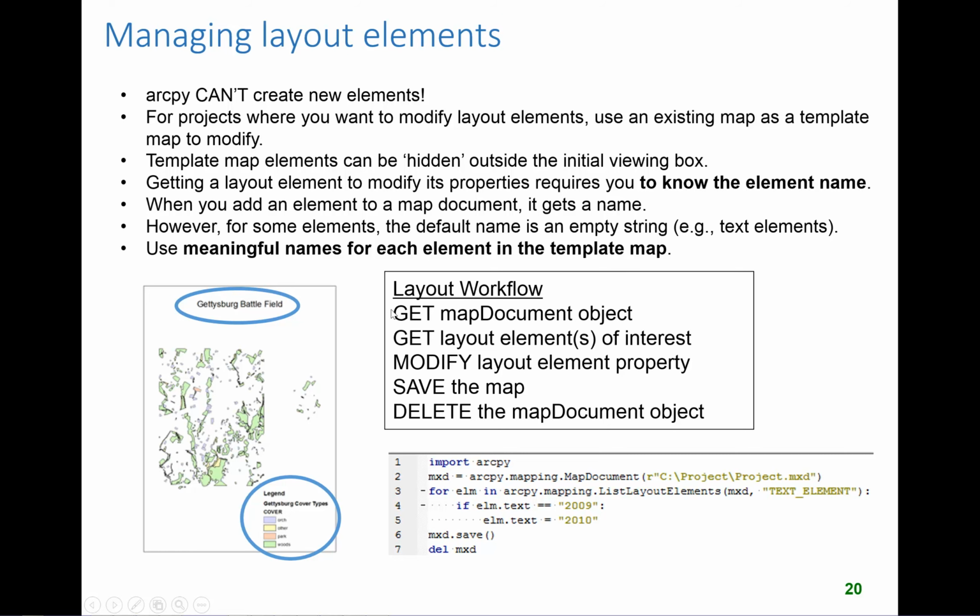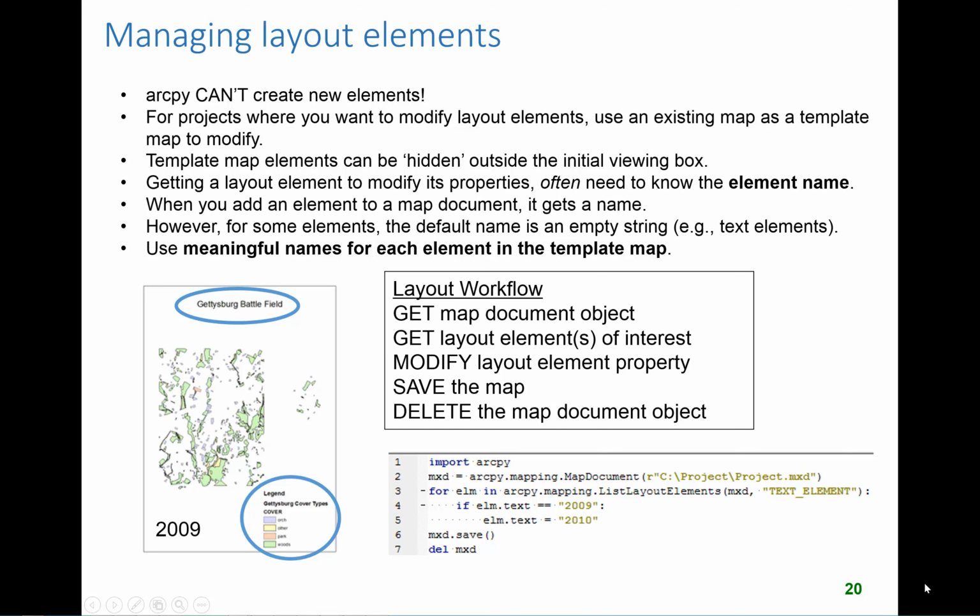The flow for managing layout elements usually looks like this. You get a map document object, you get layout elements of interest, and then you modify the layout element, save the map, and delete the map document object.